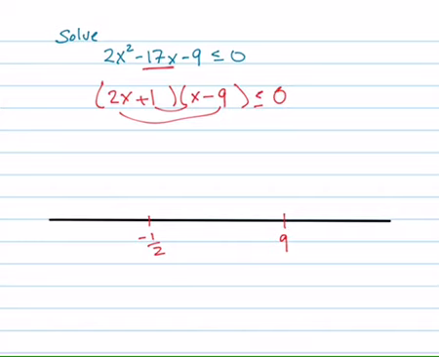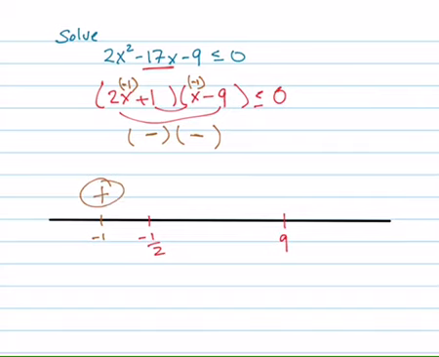Let's consider each section and plug in points. In this section to the left, let's plug in negative 1. That'll just be the easiest thing to plug in. When I plug negative 1 in, all you really have to look at are the signs of each linear factor. So that's a negative 2 plus 1 is a negative, and negative 1 minus 9 is also a negative. So this is going to be a negative times a negative, which is a positive in that region there.